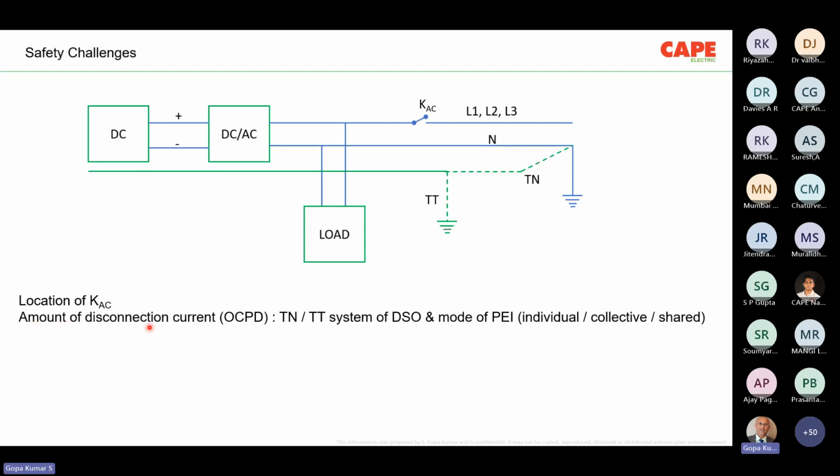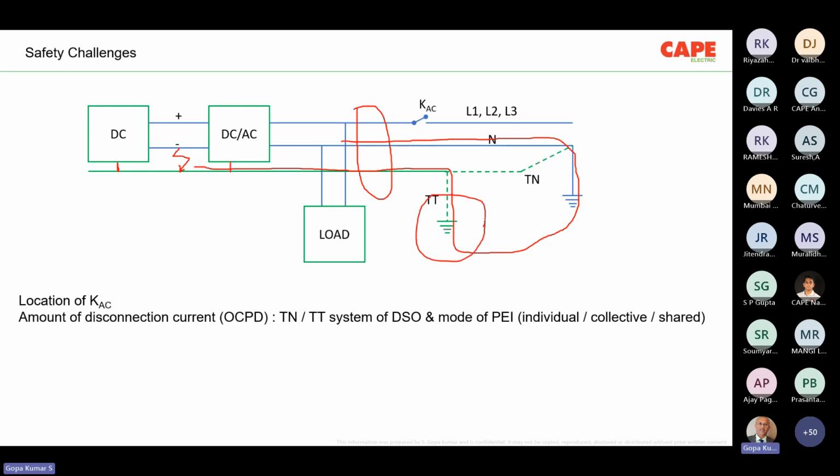The second challenge is the amount of disconnection current. Imagine, I just draw an example. So technically these are connected here. I forgot to put the line. Okay, now imagine there is a fault in this place, DC side. The fault current will be returning, in case of a TT system, through the earth electrode. Then it is returning back through this route. And probably we are measuring the residual current at this particular location. This is one example.